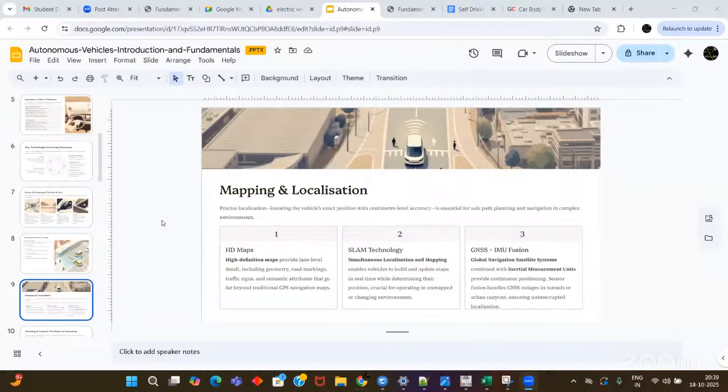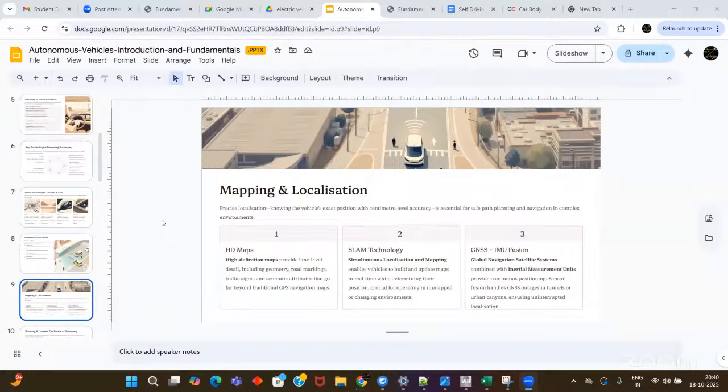If you are an electronics engineer, an embedded software engineer, or you are aspiring to be an AI engineer, SLAM technology is very much important because it is related to perception and GPS denied navigation. SLAM is simultaneous localization and mapping. You localize and simultaneously map as well. That enables vehicles to build and update maps in real time while determining their position, crucial for operating in unmapped or changing environments, right?